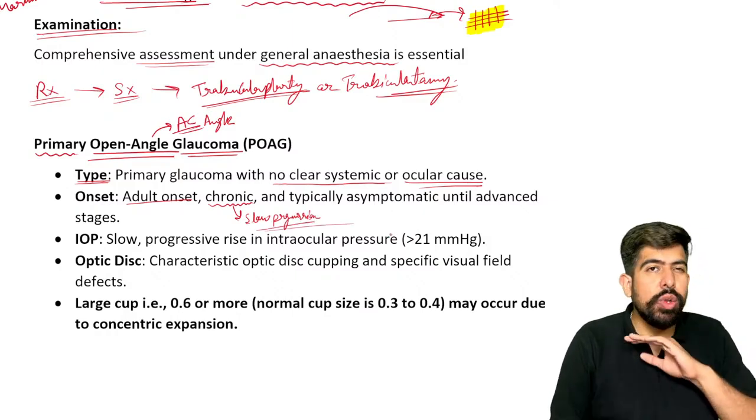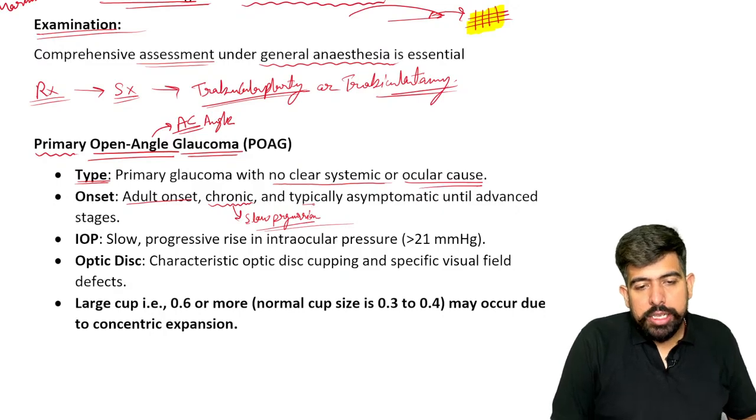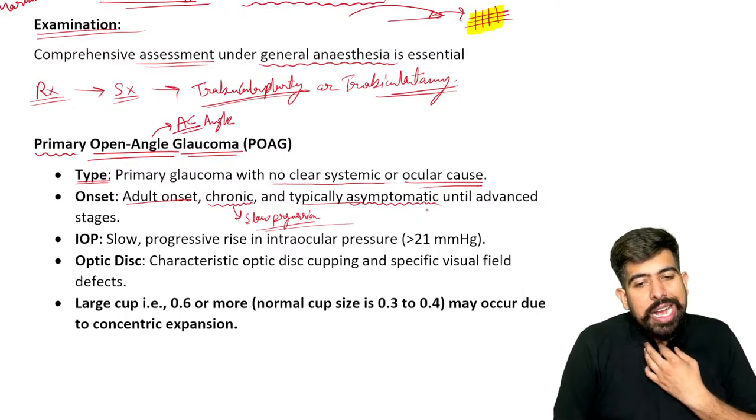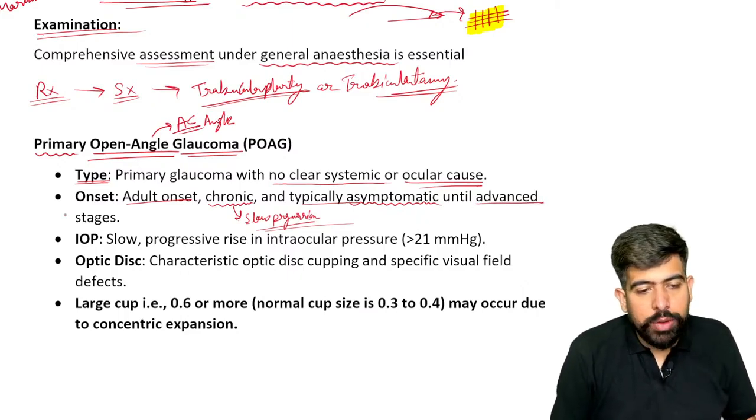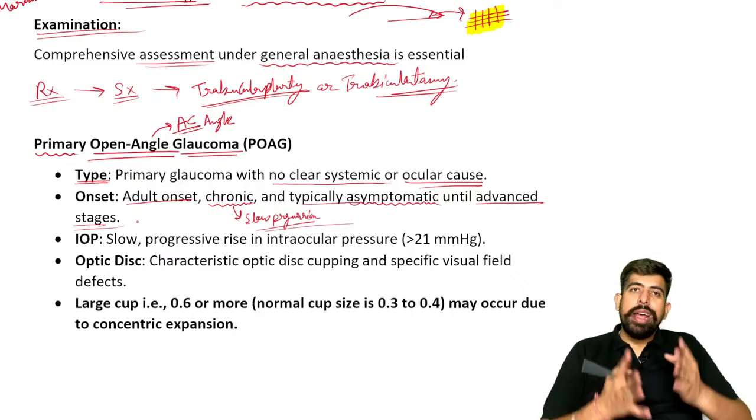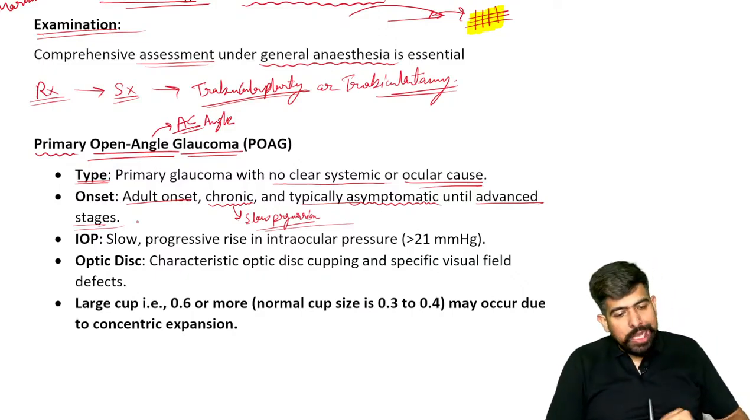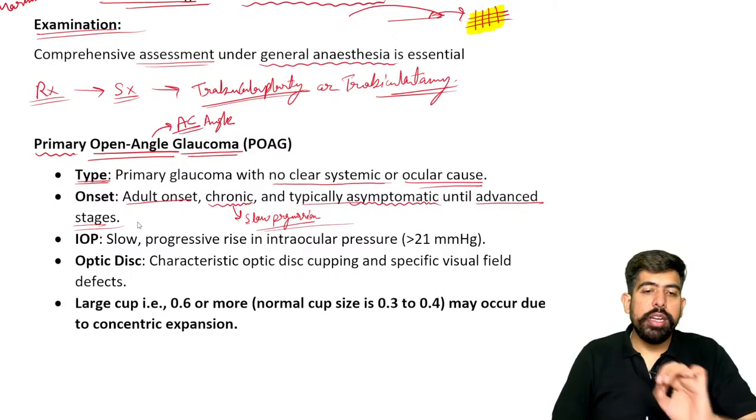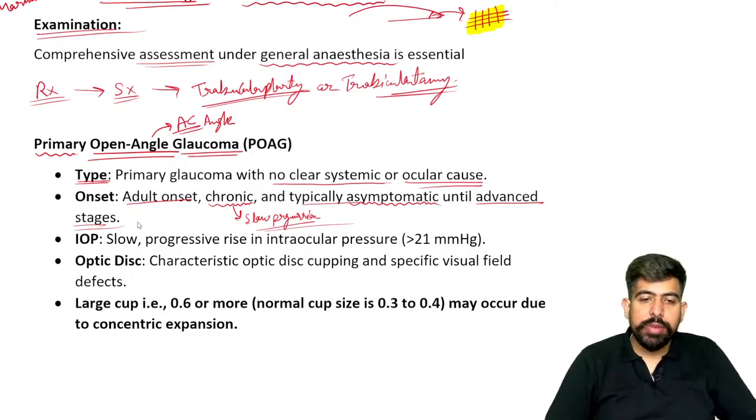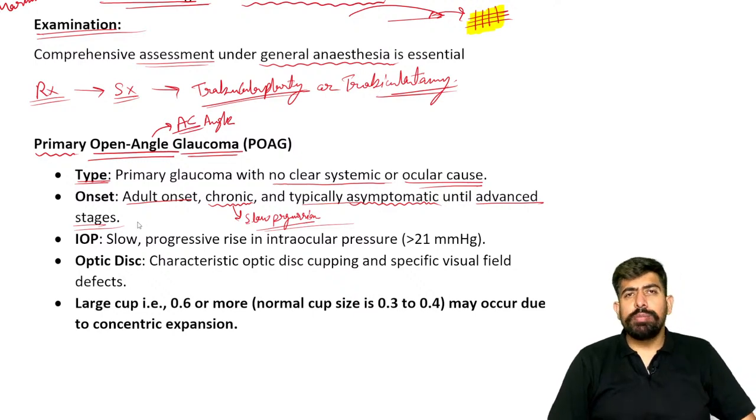Okay, this has a very slow progression, and typically it is asymptomatic until the advanced stages. As it is a chronic disease, now listen to this part: adult onset of this disease. The patient is asymptomatic. What do I mean by asymptomatic, guys? The patient has no symptoms.